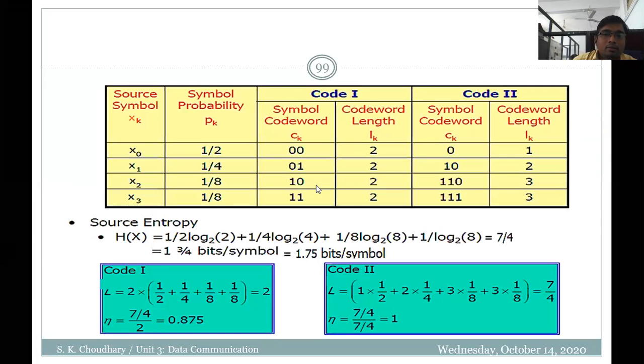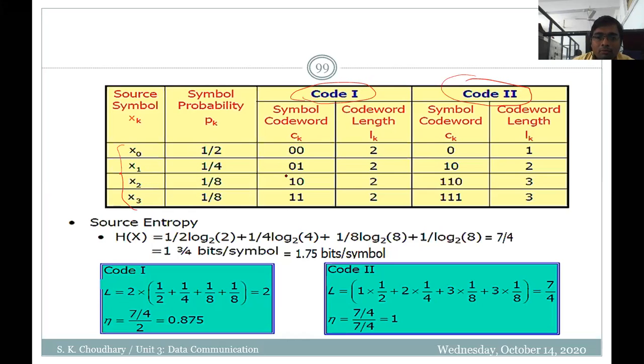So here you can see in the table we have used the 4 message symbols xk, that is x0, x1, x2, x3. 4 message symbols are there, each having the probability that is also given in the table. And there are 2 coding methods used, code 1 and code 2. In code 1 we have used the fixed length code word, and in code 2 we have used the variable length code word.